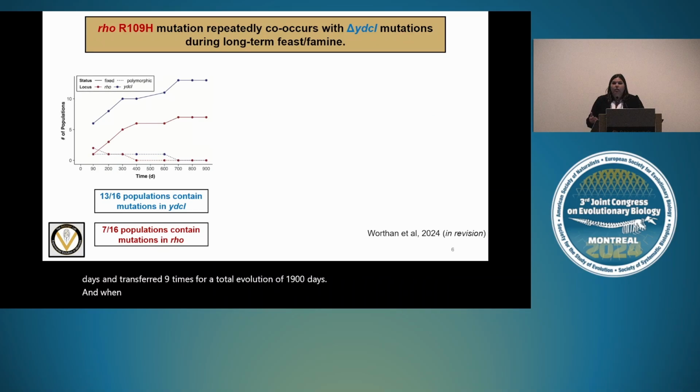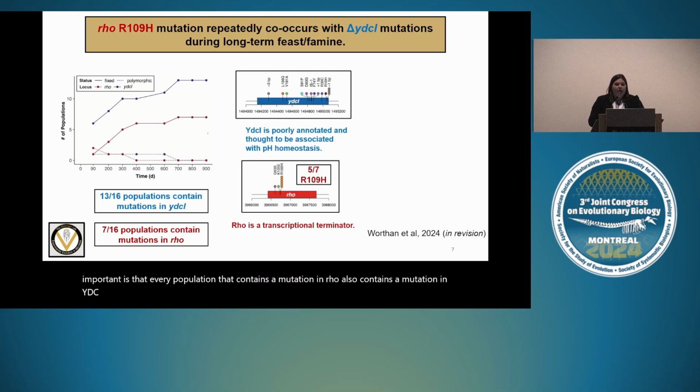And when we look at the mutations in the populations, we actually see lots of mutations, but some of the earliest and most parallel are mutations in 2 genes, ydcI and rho, where 13 out of the 16 populations contain mutations in ydcI, and 7 out of the 16 populations contain mutations in rho. And what's important is that every population that contains a mutation in rho also contains a mutation in ydcI. And when we look closer at the location of these mutations, in ydcI we see they span the entirety of the gene, suggesting to us that they probably knock out its function.